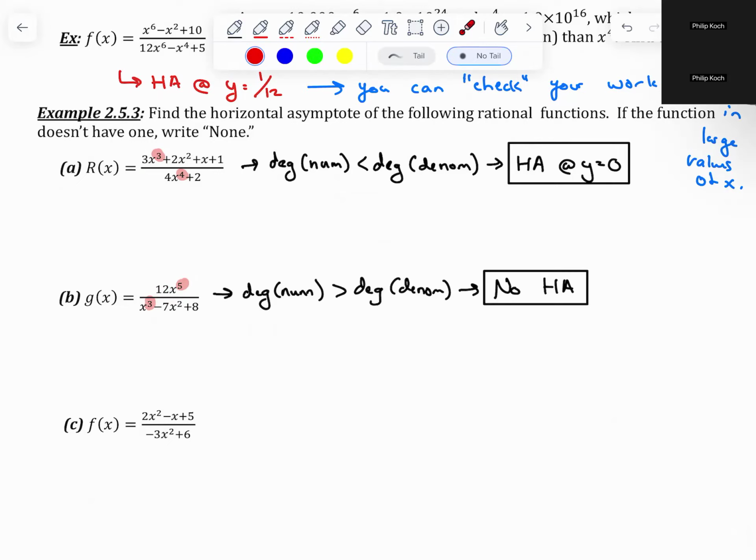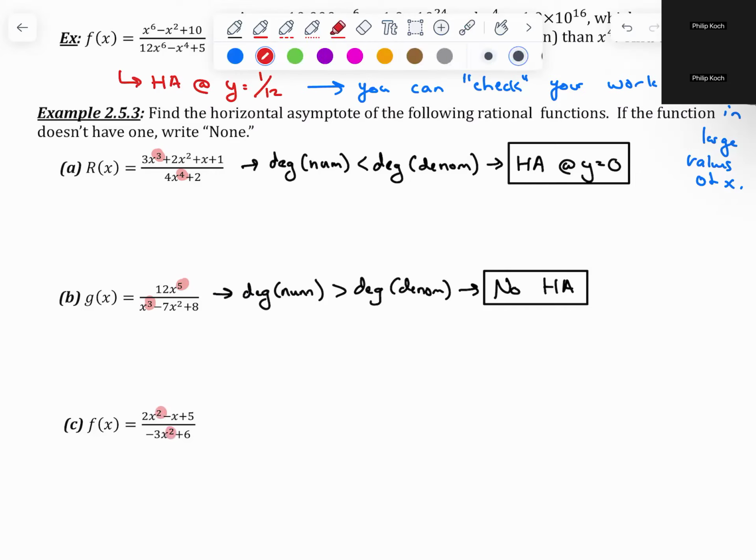So this is where we have to be a little bit careful. So that's how we can check to make sure something is an HA, just by plugging in several different numbers that are very large for x, and see if it's tending towards, if it's leveling off at all.